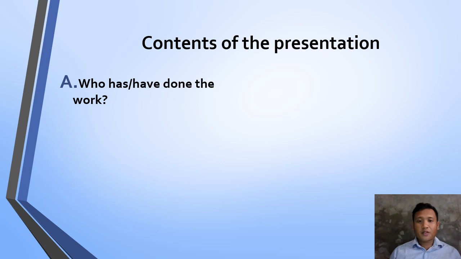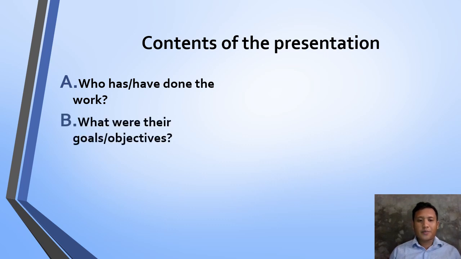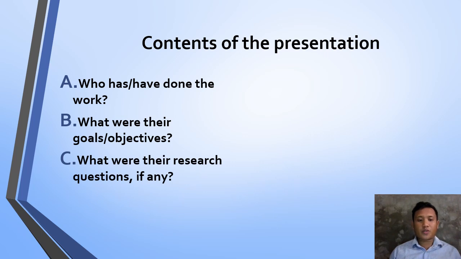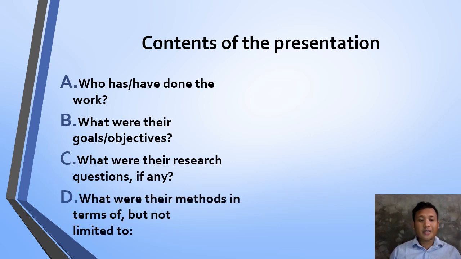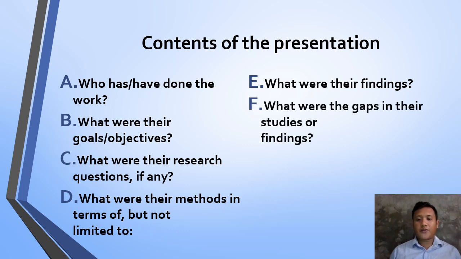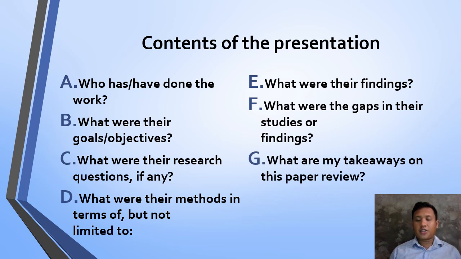The contents of the presentation are: letter A, who has or have done the work; letter B, what were their goals or objectives; letter C, what were the research questions, if any; letter D, what were their methods in terms of but not limited to; letter E, what were their findings; letter F, what were the gaps in their studies or findings; and letter G, what are my takeaways on this paper review.